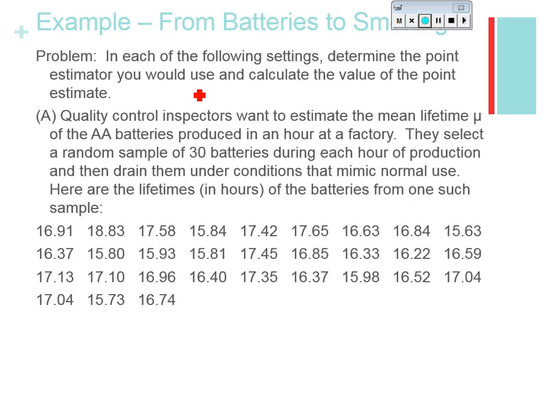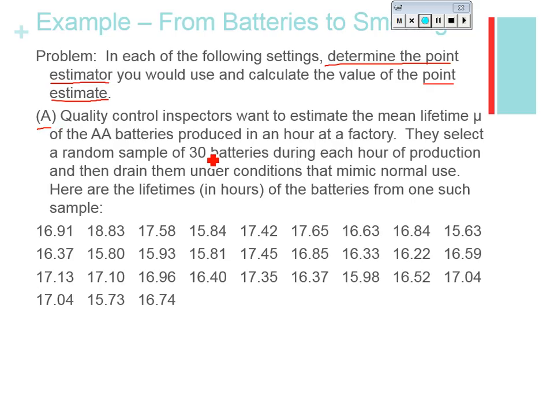An example of some different things involving point estimates and point estimators is a question like this. What we're looking to do here is first just determine what the point estimator is and then what the value of that point estimator would be, which is the point estimate. Part A here says quality control inspectors want to estimate the mean lifetime of the AA batteries produced in an hour at a factory.